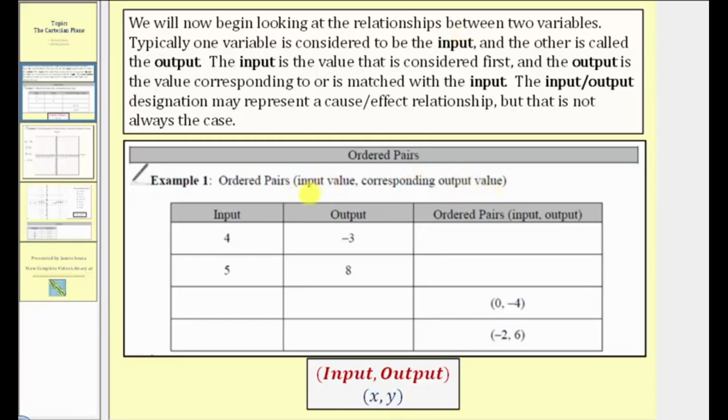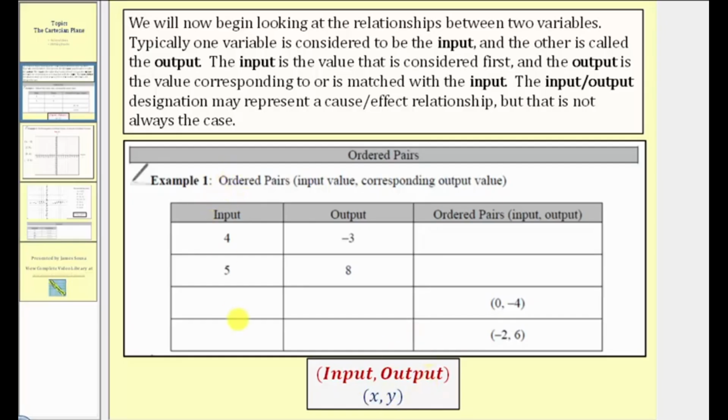where for an ordered pair we have the input value, comma, the corresponding output value in a set of parentheses, or in short, it's the input, comma, the output in parentheses. However, I do want to mention a common variable for the input is x, and a common variable for the output is y. So sometimes we see an ordered pair written as x comma y, but the variables don't have to be x and y, so we're going to refer to an ordered pair as the input comma the output.